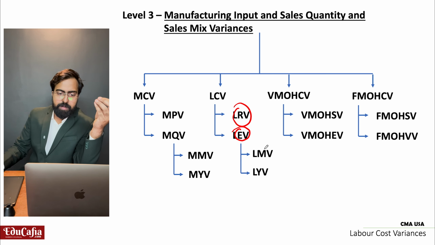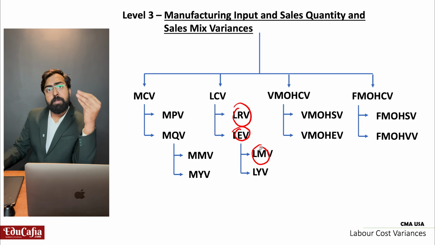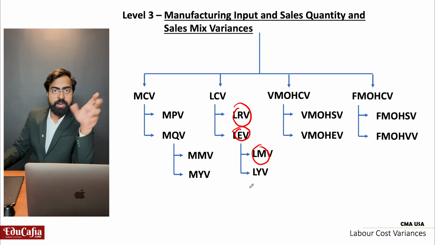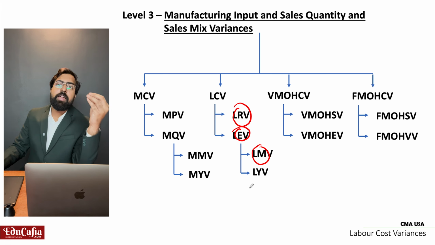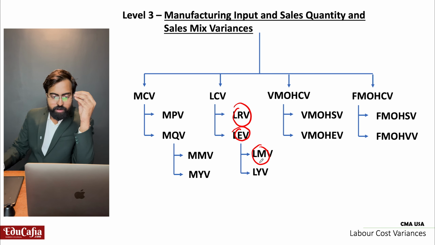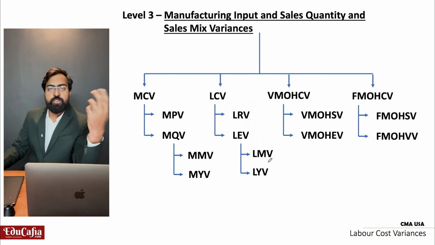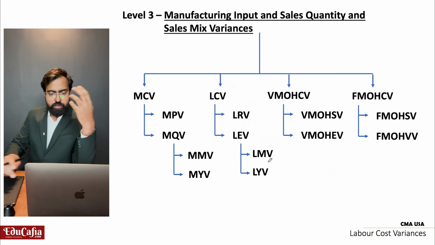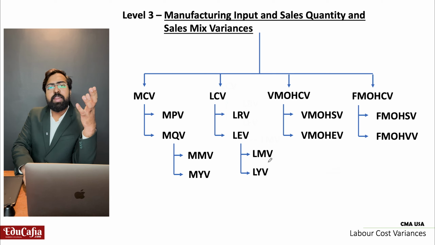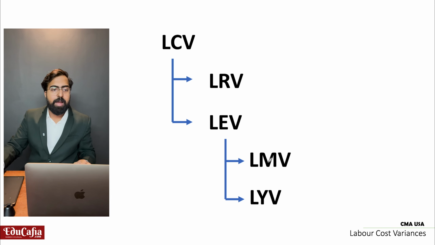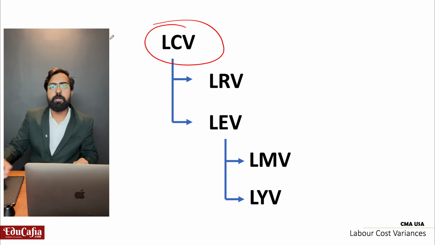If their mix, means if there are multiple labors and the total mix of those labors has a difference, then there will be a variance. And yield, the total hours to use: if there is a difference in the total hours used, then there will be a variance. So there are four reasons for these labor cost variances.